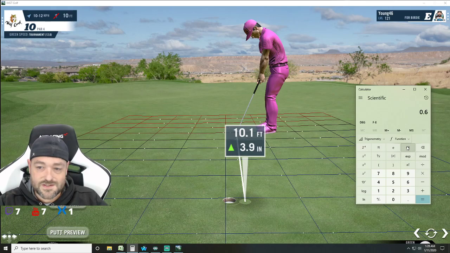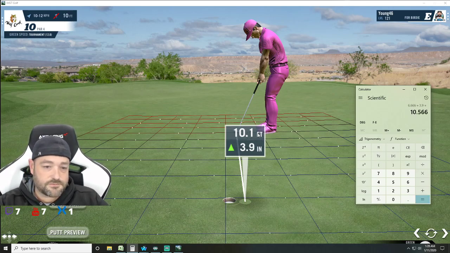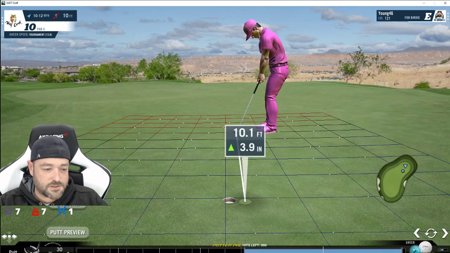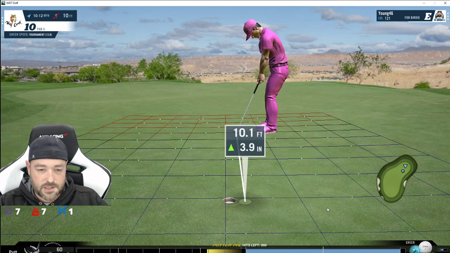I take 0.66 times number of feet, 10.1, and then I add elevation. If it were downhill, I would subtract. We're going to add the 3.9, and then you just add 2. So it's 12.5, which is going to be about 21% on a 60-foot scale. So if we've done our math right, which I think we have, this should go right in the hole.